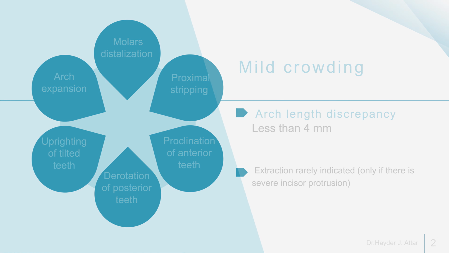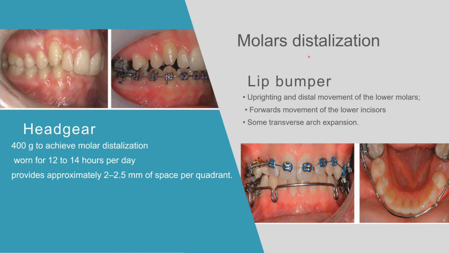For the more general rule, molar distalization gives good results for creation of space when the maxillary or the mandibular second molar is still unerupted. There are two methods for distalization of the molar, either the headgear or the lip bumper.